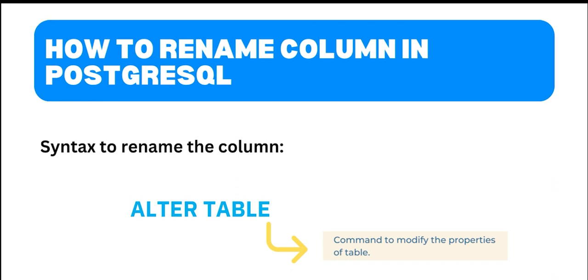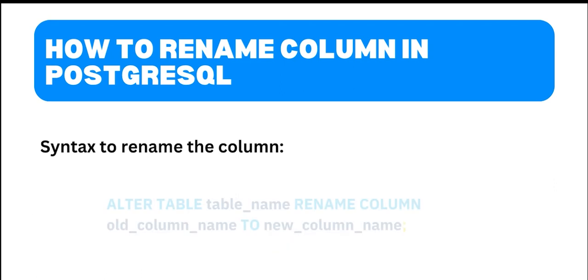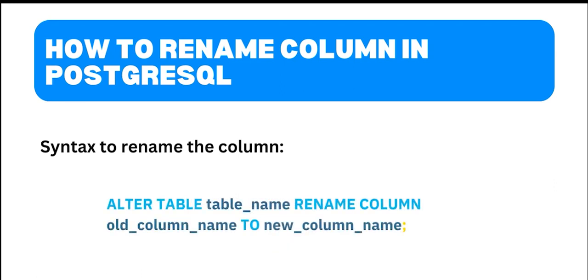Here is the syntax for the command: ALTER TABLE table_name RENAME COLUMN old_column_name TO new_column_name. In this command, make sure to replace the table name with the name of your table, old column name with the existing column name, and the new column name with the desired new column name.